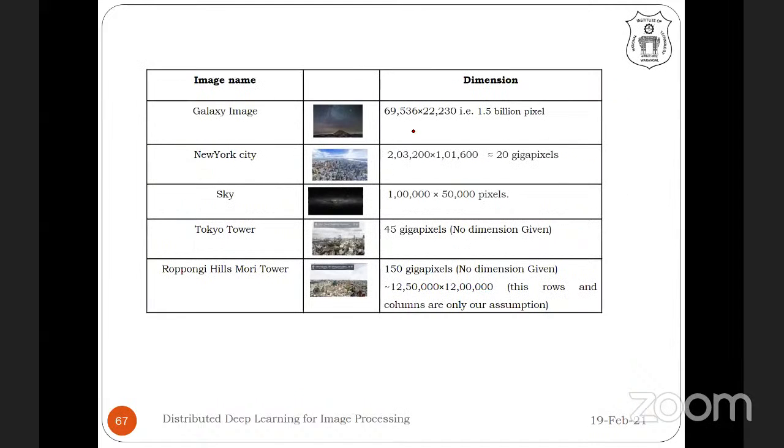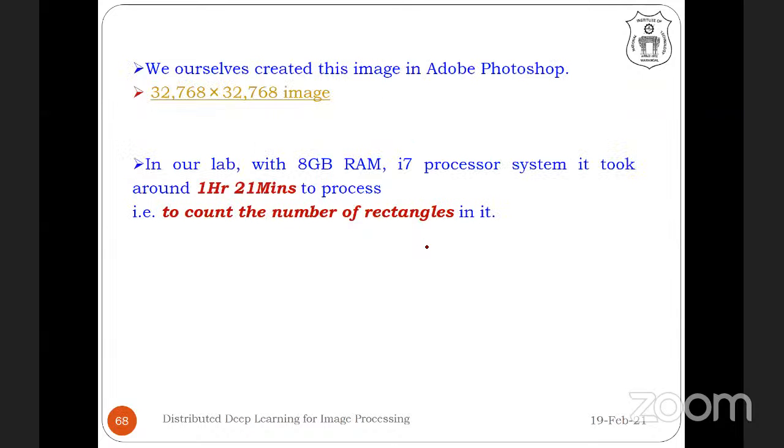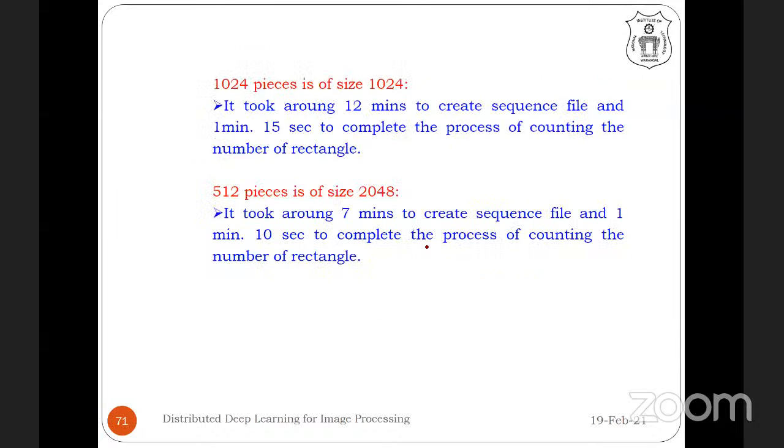And as I told, a single image is very big with respect to dimension. 69,000 by 20,000, which we got from the internet. And this is 2 lakh by 1 lakh. So these are the existing images with different dimensions. And we have taken them and processed them with the same cluster.